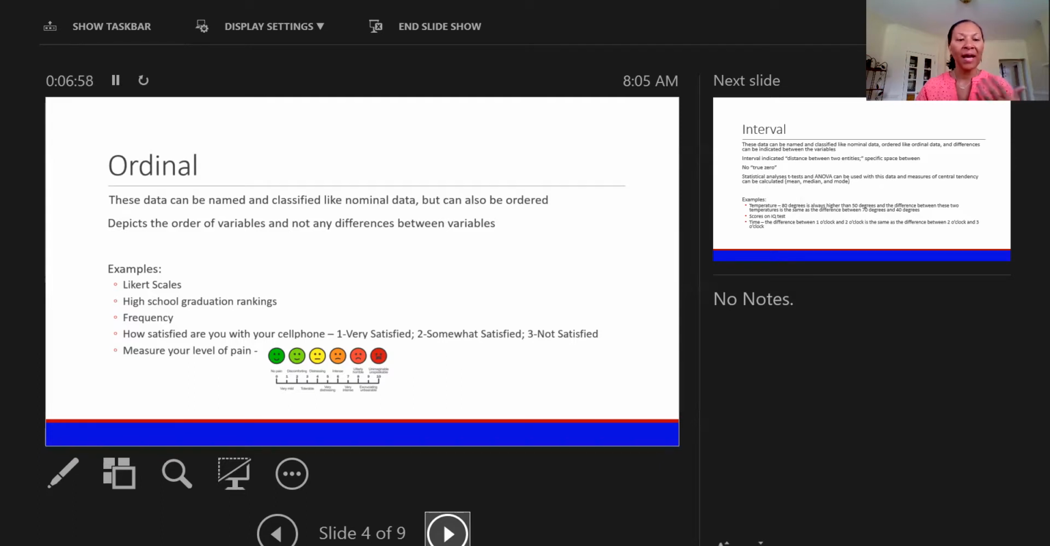So in terms of high school graduation rankings, we can say there's a valedictorian. This is the person who graduates number one in their class. There's the salutatorian, the person who's number two. And then we have number three, four, five, and so on. So it can be ordered in that way. It's nominal in that we can classify this as the top group of students who are graduating, this is a second group of students who are graduating, or we can classify it in terms of valedictorian, salutatorian, and that sort of thing.